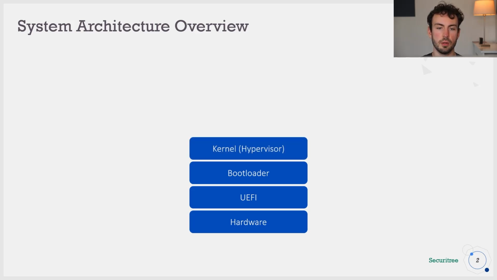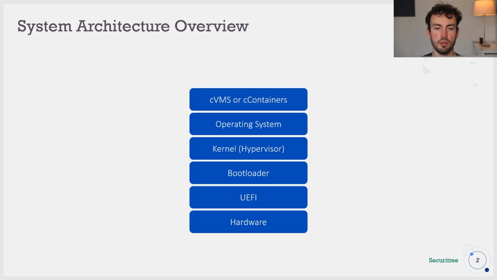Then comes the kernel, which is the core of the operating system. It has complete control over everything in the system. The full operating system sits above the kernel, providing a user interface and managing system resources. In a cloud setup, we often have either CVMs or C containers at this level. These provide isolated and secure environments for running applications. Finally, at the top, we have the application itself, the software that users interact with directly.